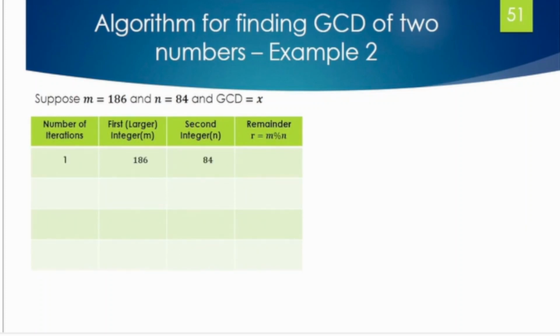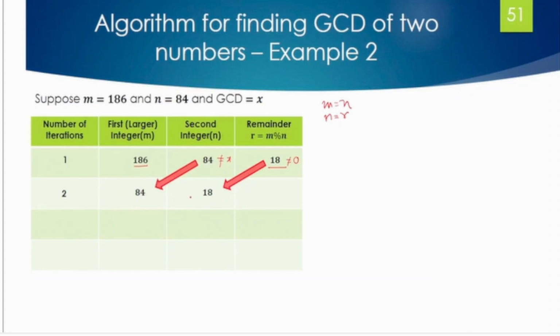We have already seen that in iteration 1, the first number is 186, the second number is 84, and the remainder is 18. Since it is non-zero, 18 cannot be x, because the remainder is not equal to 0. So what will happen? In iteration 2, we will first execute m equals n. The value of n becomes the new value of m, so it will be 84. Similarly, we will write n equals r. So the new n is equal to the current value of r, so 18.